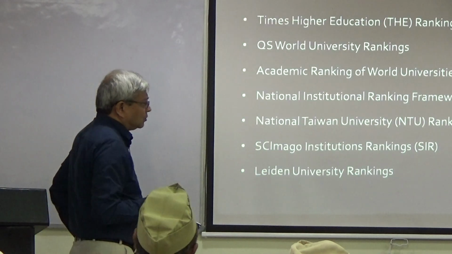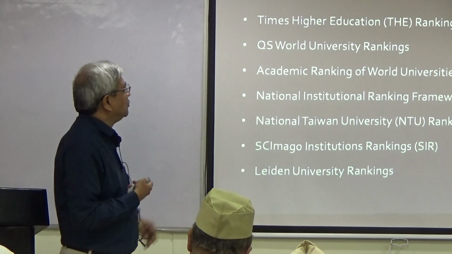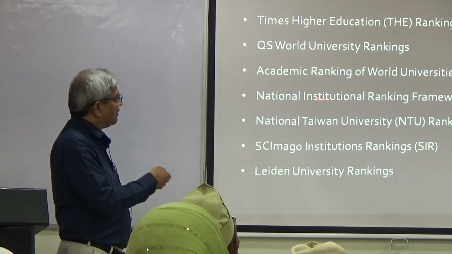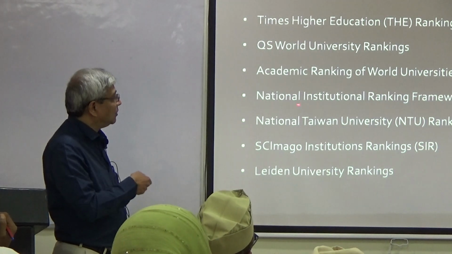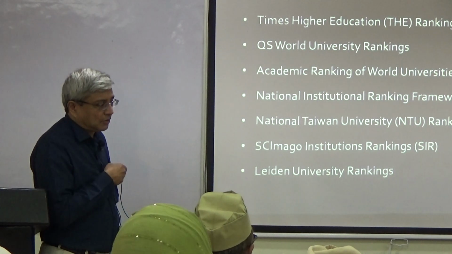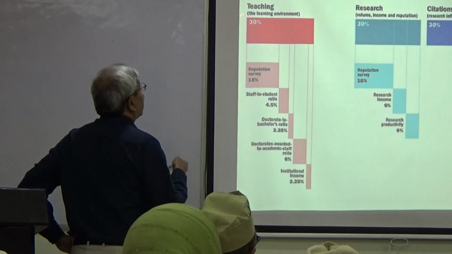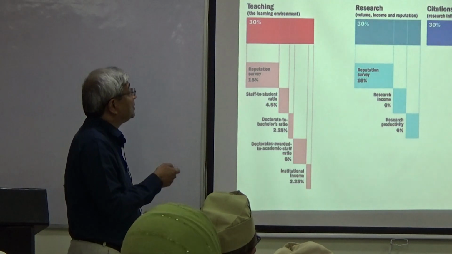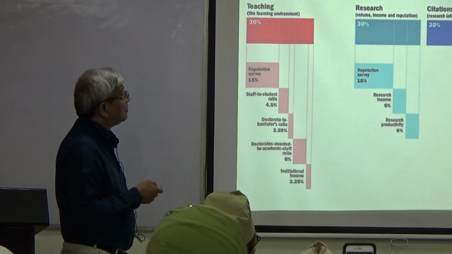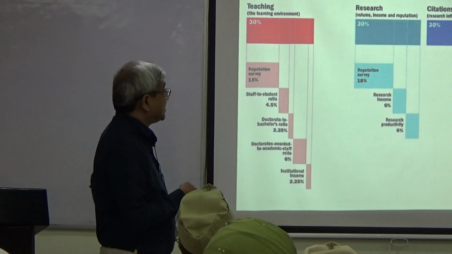So now let's go to university rankings. So there are many university rankings. I have mentioned a few here, and of course we have our own national ranking now in NIRF. So I will discuss a few of these rankings. So you have the THE ranking, where 30% is given to teaching, 30% to research, 30% to citations, and 7.5% to international outlook, and 2.5% to industry income.